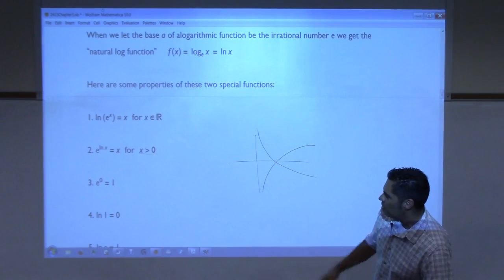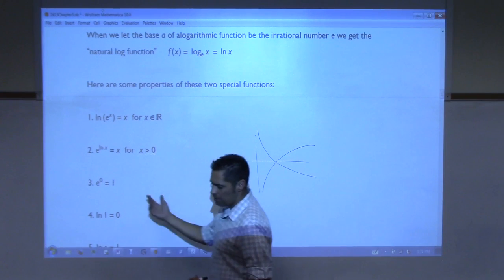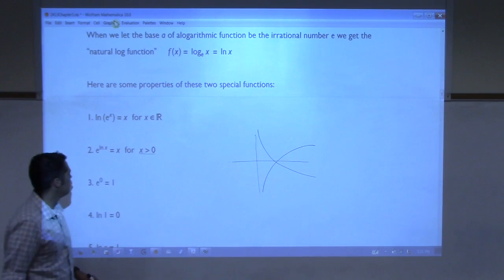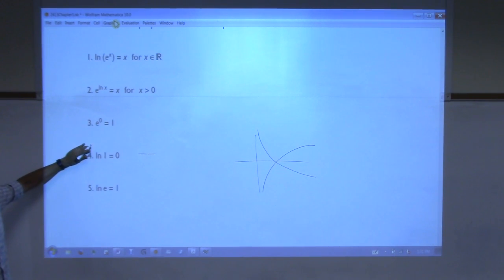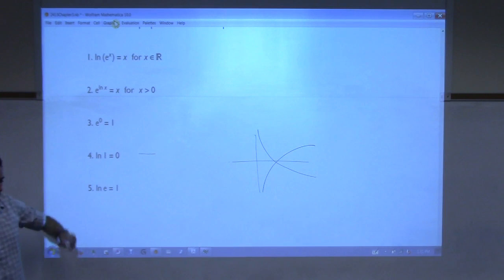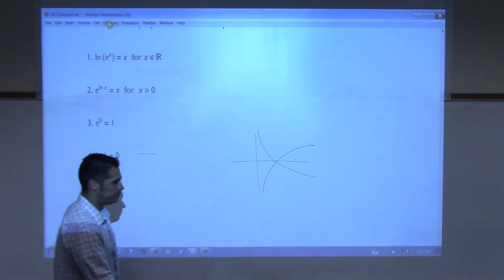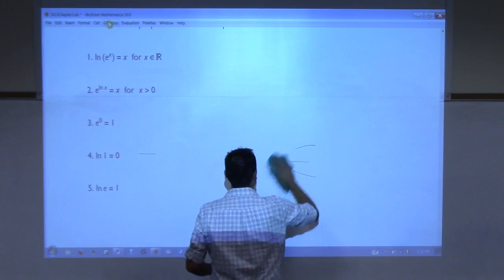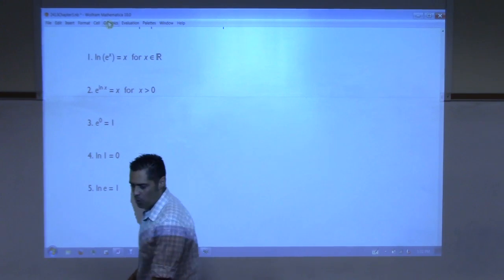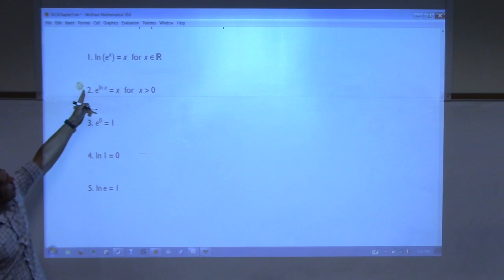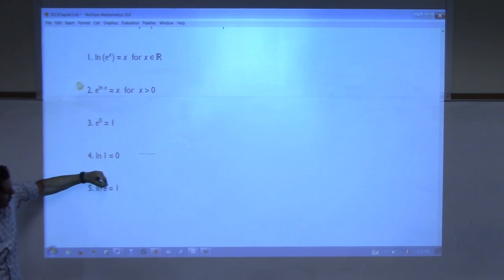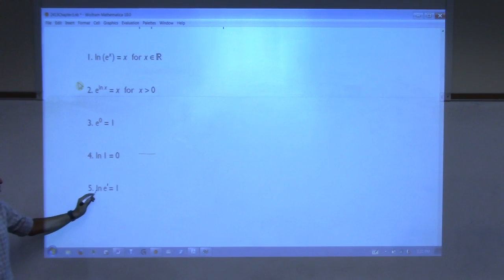Other subtle things we need to know. e to the 0, anything to the 0 should be what? 1, except for 0 to the 0. That's different. Natural log of 1 is 0. Natural log of e is 1. This property right here you can get from the first property. That's really e to the first power. So natural log and e kill each other off, and you just get what's up here, 1.